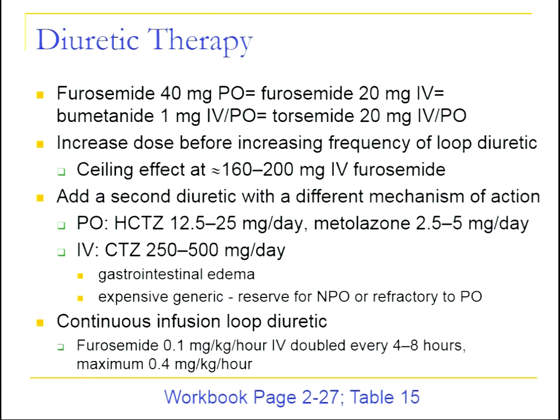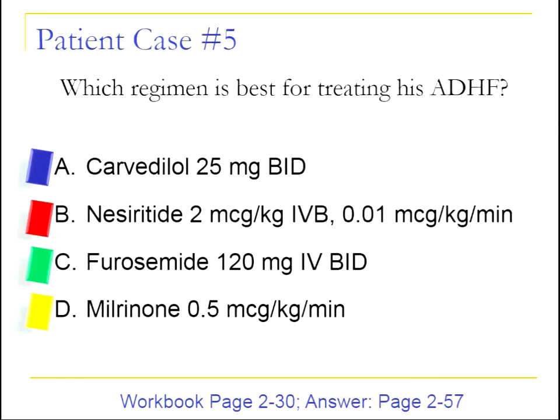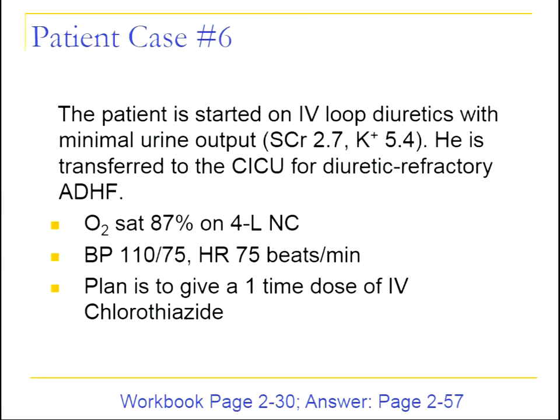Chlorothiazide is a thiazide that's given IV that can be used, particularly if you're worried about gut absorption. And it's expensive, though. Last I checked, we don't use it often, but it's $250 to $500 a vial, so it's not cheap. And then the hospital across the street from me uses a continuous infusion. So if you're going to use that dosing strategy, you start at 0.1 milligram per kilogram per hour and then double the dose every 4 to 8 hours with a maximum dose of 0.4. So all of you were beginning to choose the right answer, and that is we're going to use Lasix in this patient. So let's progress just a little bit.